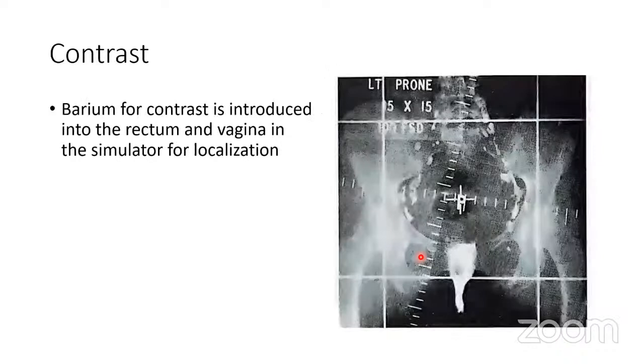So in the 2D era, people also used to give barium for contrast. It's introduced into the rectum through a catheter, and barium contrast is also used in the vagina for identification and localization purposes.